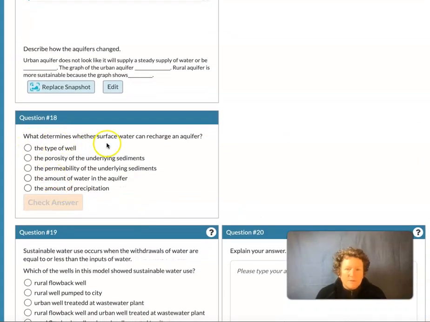What determines whether surface water can recharge an aquifer? The type of well, the porosity of the underlying sediments, the permeability of the underlying sediments, the amount of water in the aquifer, the amount of precipitation.